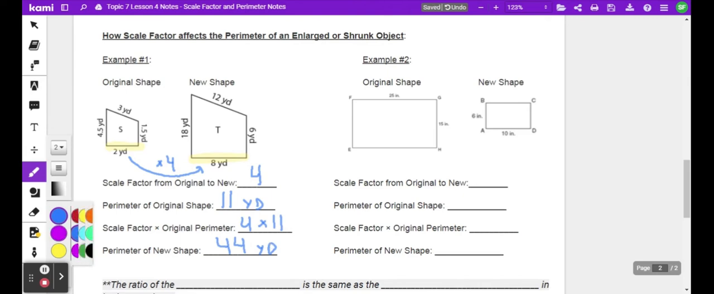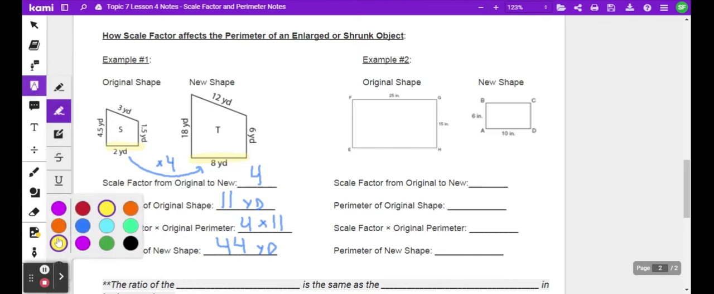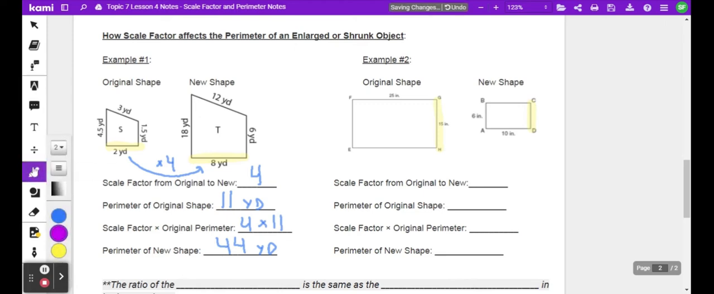If we look at example 2, similar situation. This time we are going to be doing a shrinking. You can see that the original shape is larger than the new shape. So I am not going to look for a pattern here. I am going to use the corresponding edges. I'm going to use the left and the right edges to figure this out. So the right edge on the original shape was 15. And the right edge on the new shape is going to be 6. Remember, opposite sides on a rectangle are going to be congruent or equal.